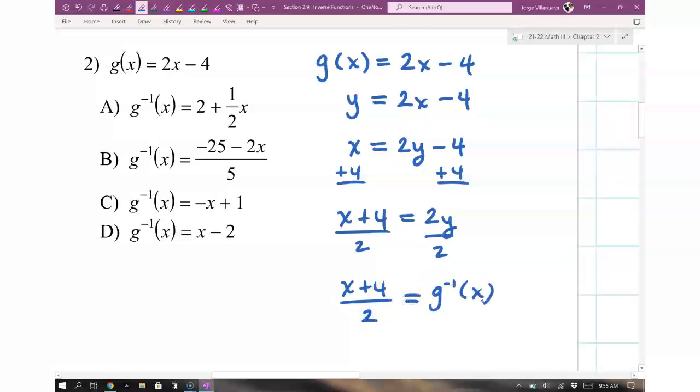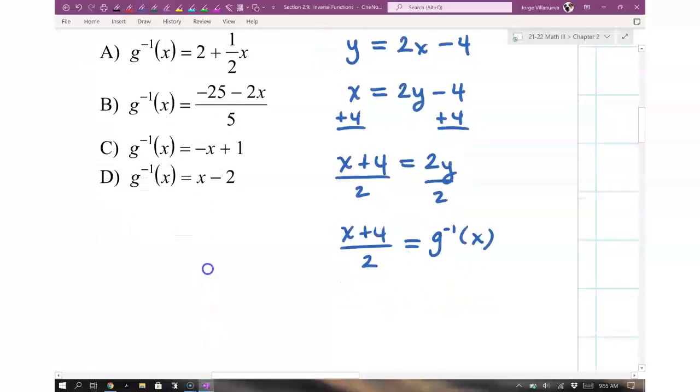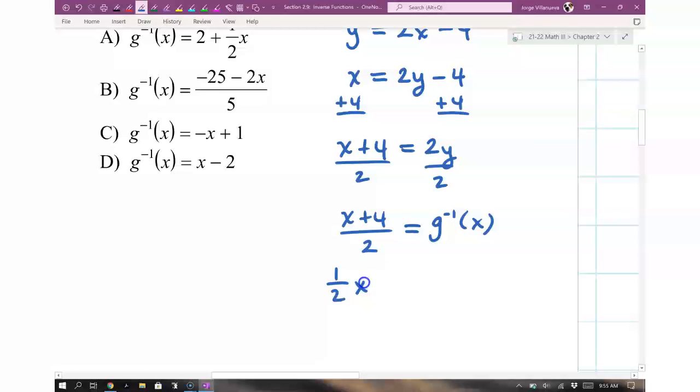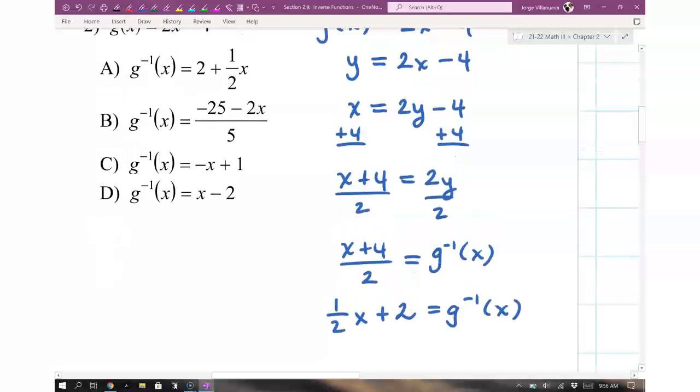Notice instead of y, I wrote g inverse of x. Do you see that answer up there, A, B, C, or D? No, right? You don't see the one I just wrote. So what did they do? They simplified, they divided by 2. So what's x divided by 2? Well, that's just half x. And 4 divided by 2? That's a 2. Now, do you see that option? Half x plus 2. Which one is it? A. It's right there.